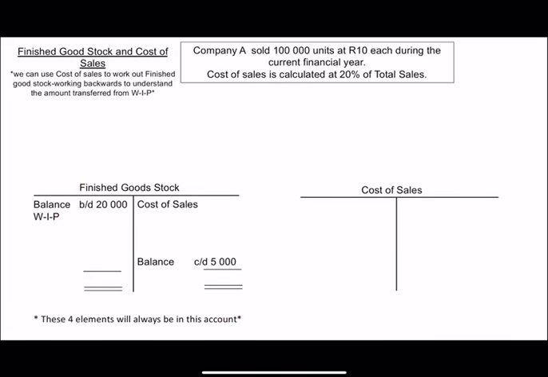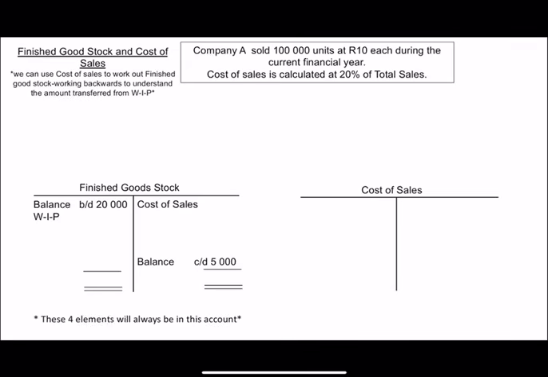We can use cost of sales to work out finished goods stock, working backwards to understand the amount transferred from the work in progress. So company A sold 100,000 units at 10 Rand each during the current financial year. The cost of sales is calculated at 20% of sales.